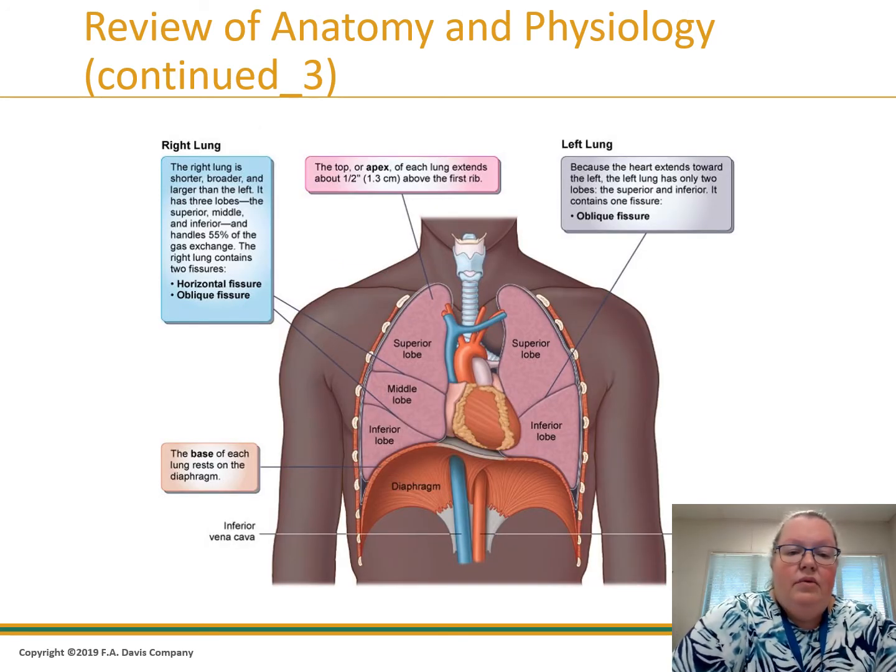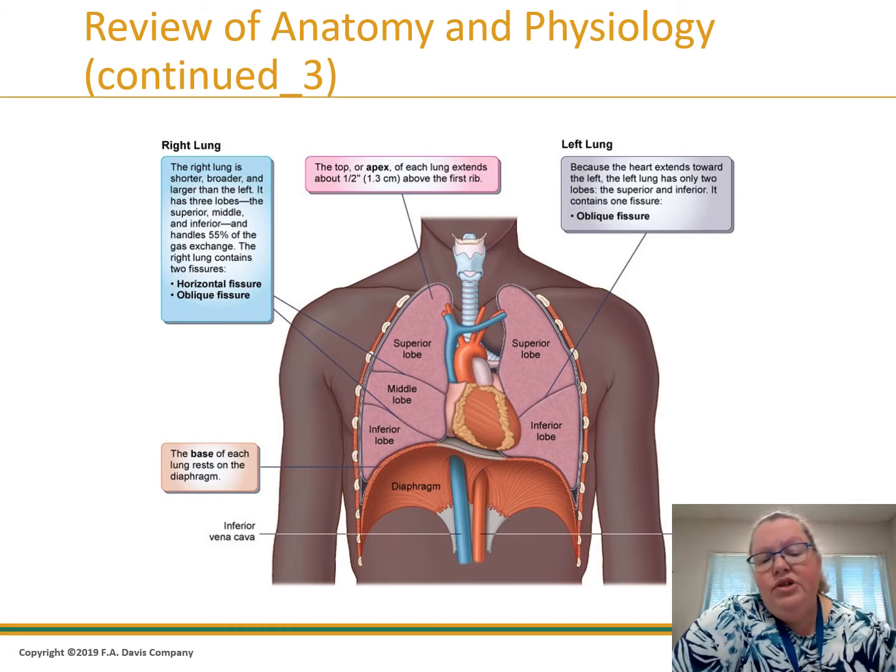So here we've got the right lung. The right lung is shorter, broader, and larger than the left lung. It has 3 lobes, the superior, middle, and inferior, and handles 55% of the gas exchange. The right lung contains 2 fissures, the horizontal fissure and the oblique fissure. So you see how one goes diagonal and one goes straight across. The apex of each lung extends about 1/2 inch above the first rib. Okay. Ribs, their purpose is to protect the lungs. Sometimes they cause more harm.